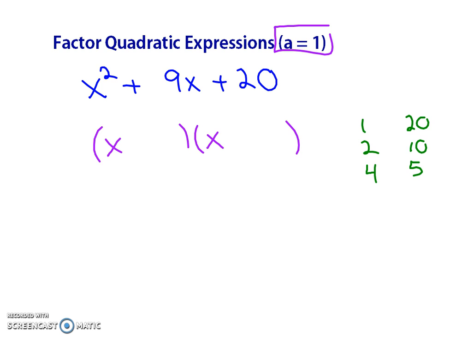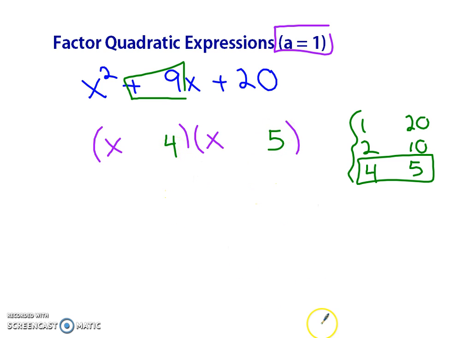Okay? The next thing to look at is this. Because this is a plus sign, either they're both going to be plus or they're both going to be minus. But either way, when I add them together, I have to get positive 9. So looking over here at these numbers, which pair adds together to get positive 9? Well, that'd be 4 and 5. So we'll put a 4 here and a 5 there. It actually doesn't matter. I could have put 5 here and 4 there.